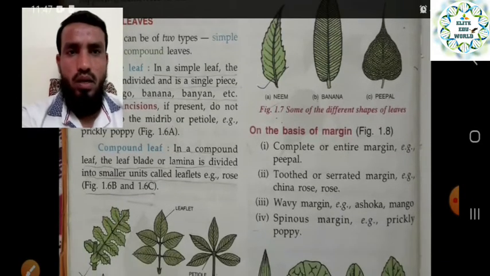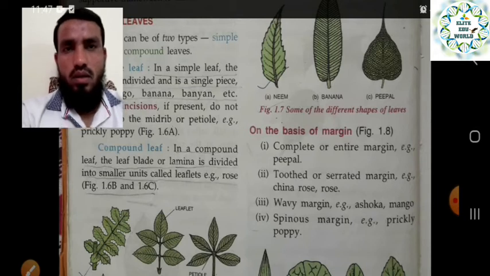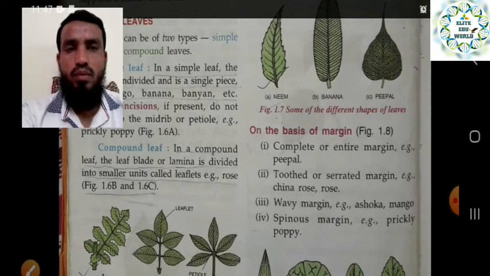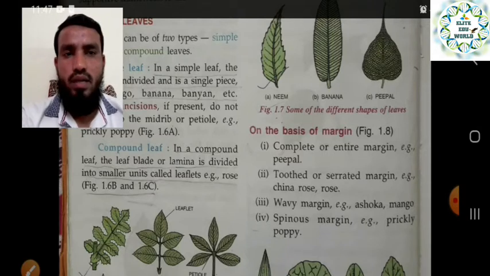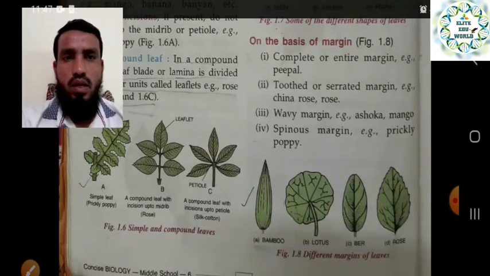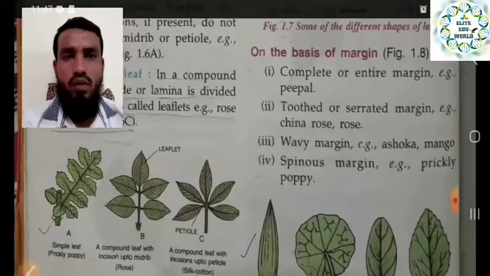And the second type of leaf is called the compound leaf. So what will happen in the compound leaf? In a compound leaf, the leaf blade or the lamina, that green part, is divided into smaller units called leaflets. Example, rose. You can see the example here, I will zoom in.